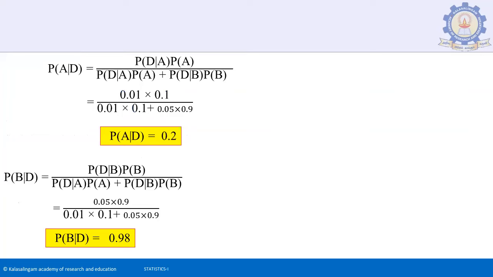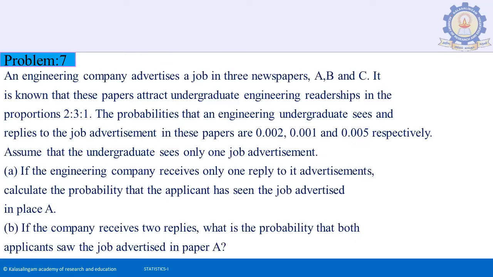Based on the Bayes formula, the probability that it is from machine A means P of A given D is equal to P of D given A into P of A, divided by P of D given A into P of A plus P of D given B into P of B. Substitute the values and you will get the answer 0.2. Similarly, for machine B, you substitute and you will get the answer 0.98.